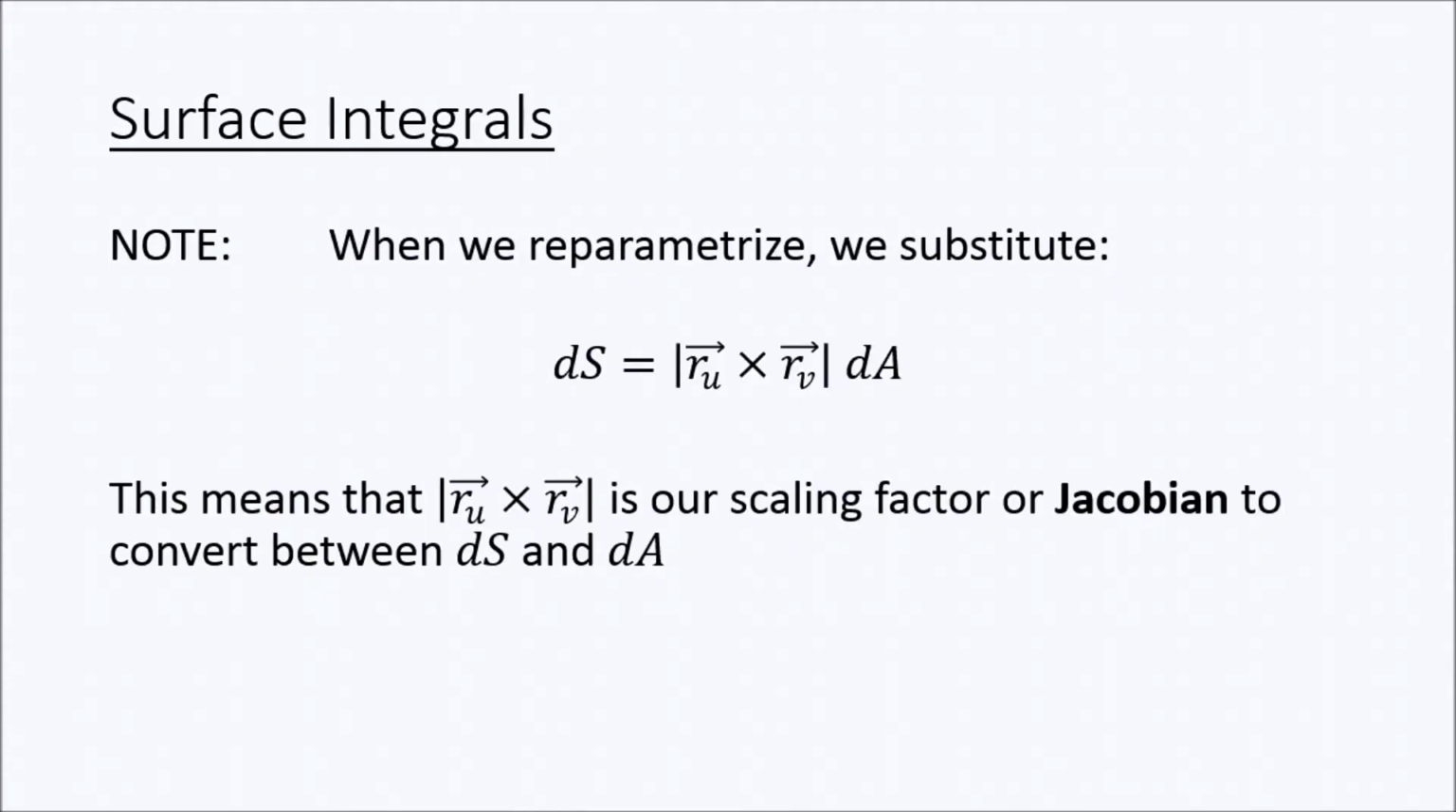One thing I want you to note is that when we substitute that dS, the capital S, the area of the patch, it's going to be the magnitude of the cross product of our tangent vectors, times the dA. That magnitude of the cross product is our scaling factor, or our Jacobian, to convert between dS and dA. We're going to see that come up a bit when we talk about flux, so hold that in your memory for the time being.